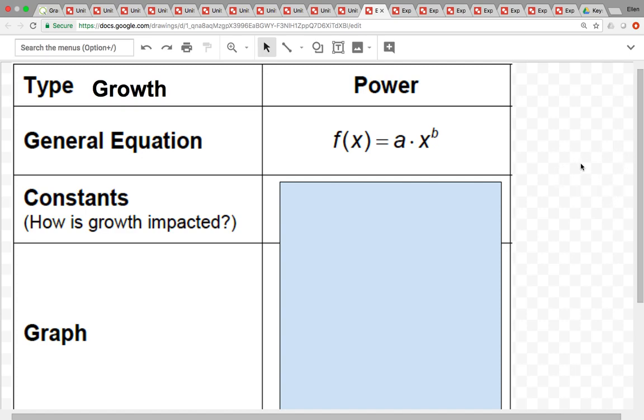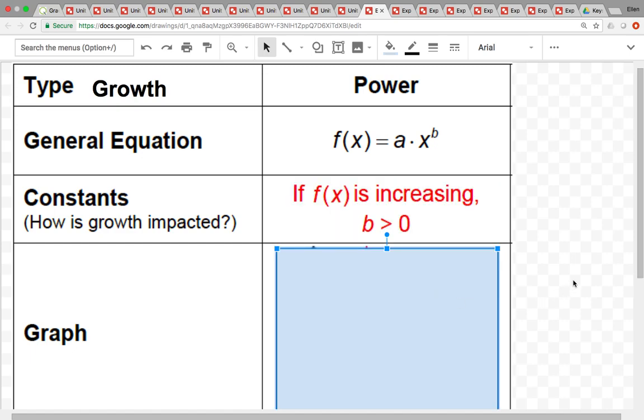The first one we're going to look at, and you guys hopefully will have a copy of these notes, is your power function that is growing. The most important thing you need to know is what causes it to grow, and that's your B value. The B value is what's going to cause it to grow, or your growth rate. In this case, for your power function to be a growth, your B has to be greater than 0.